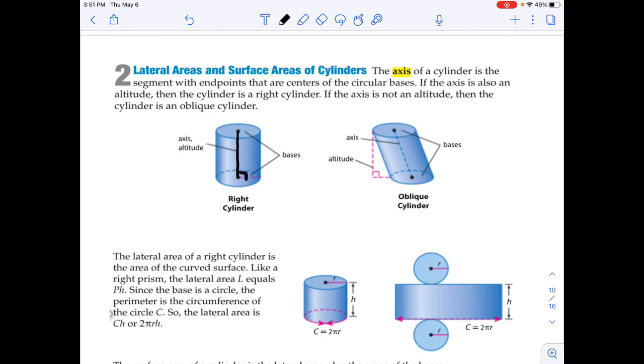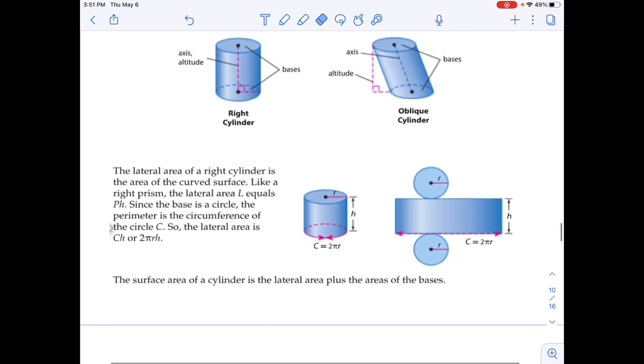If the axis is not an altitude, then the cylinder is an oblique cylinder. Notice how it's on the outside, drops down like that. It's not through the center. The axis and altitude are different. So the lateral area of a right cylinder is the area of the curved surface. Like a right prism, the lateral area L equals the perimeter times the height. Since the base is a circle, the perimeter is the circumference. The cylinder will then have a lateral area of 2 pi r times height.